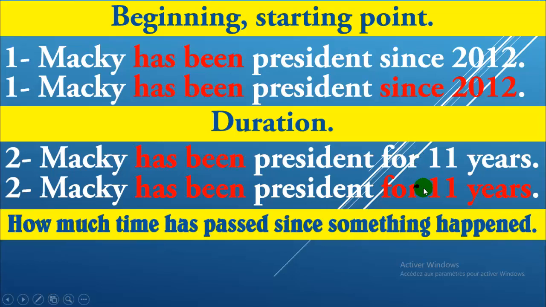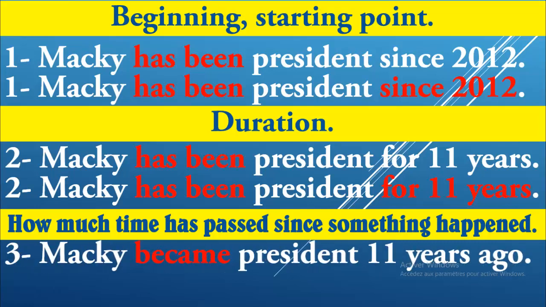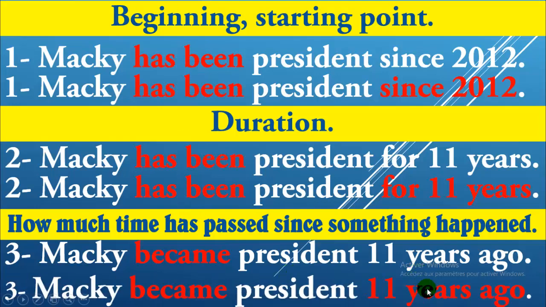How much time has passed since something happened? Quel est le temps qui s'est écoulé depuis que Macky est devenu président? 11 ans. En arrière, became preterite. So, present perfect, preterite, 11 years ago. 11 years ago, Macky became president.